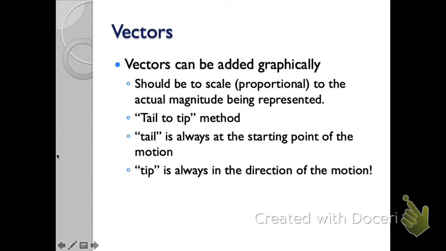The tail is always at the starting point of the motion, and the tip always goes in the direction of the motion. So if my motion is to the west, let's say this. Let's say that I went 10 meters west. What direction should my vector go? To the right, to the left, up, or down? Left, right? West is this direction, so this would be 10 meters west. All right, does that part make sense? Or we feel okay about the cardinal directions? Cardinal is north, east, south, and west. Okay.